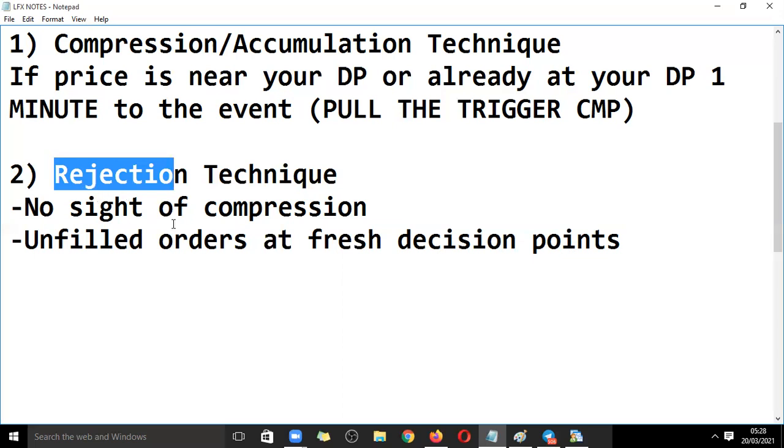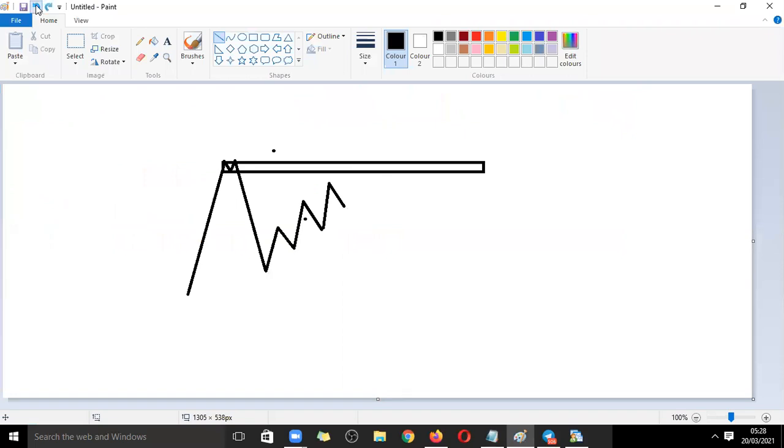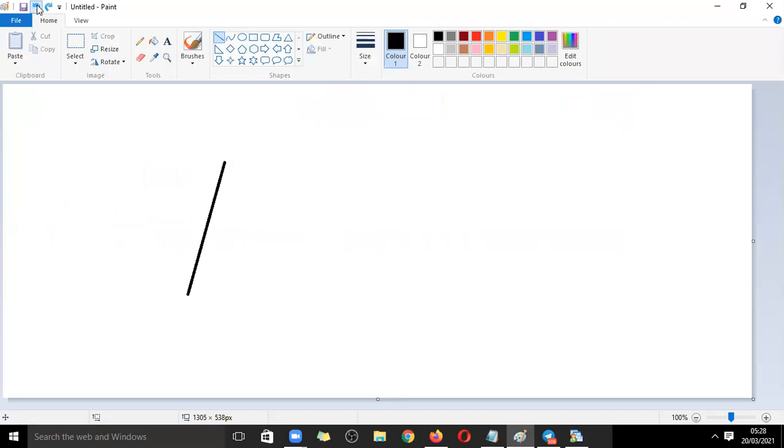So let me just elaborate it. Let me remove this. So now assuming we have a perfect setup here. Let me just come up with a setup.